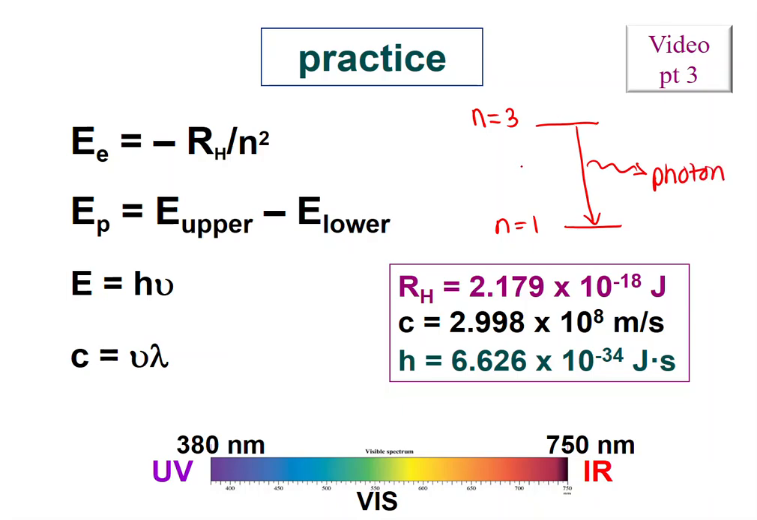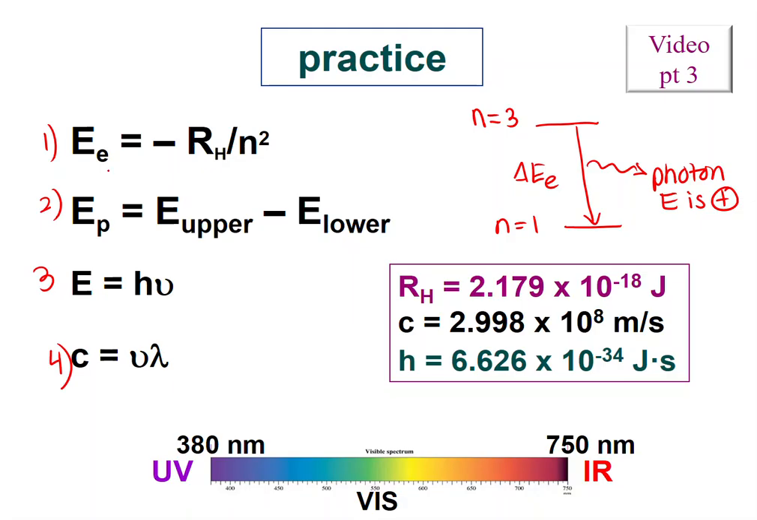The electron is losing energy, so its change in energy would be negative, but the energy of the photon that's given off will be a positive number. Okay, and we're going to use these equations in this order. I have this to match the lab equations.